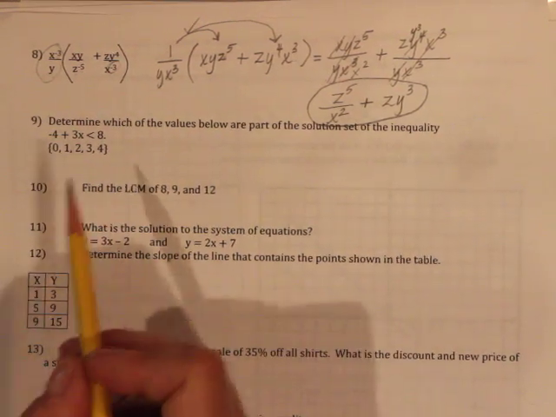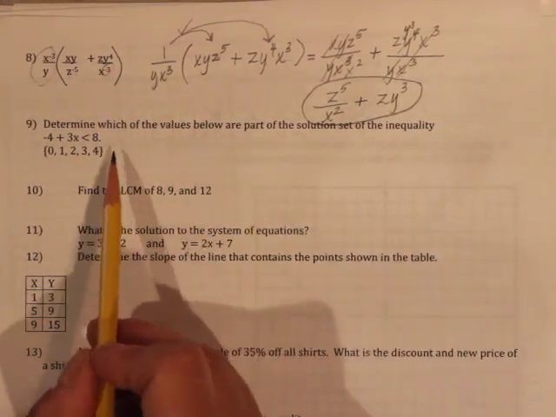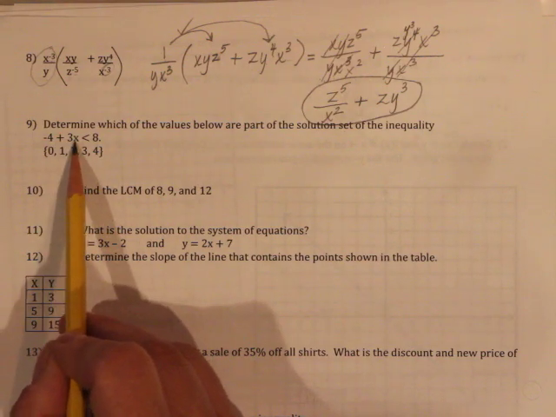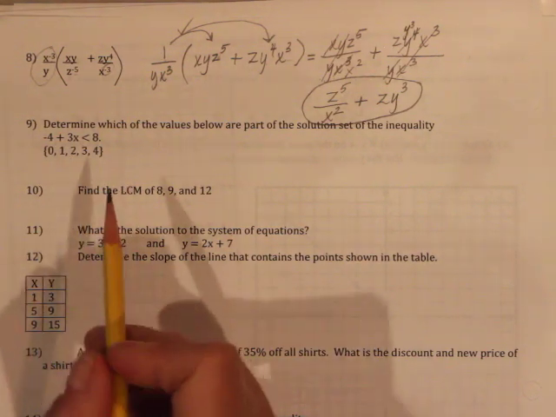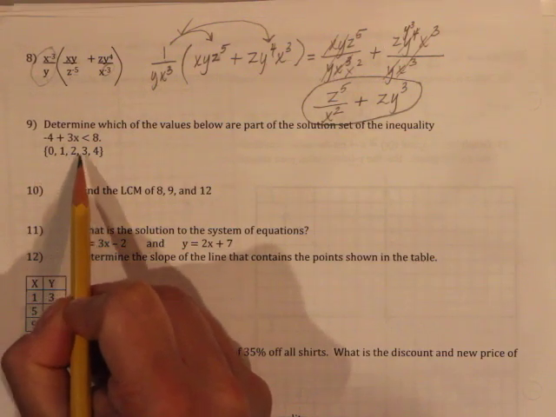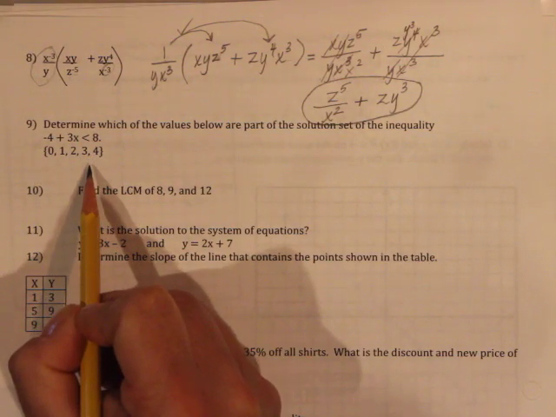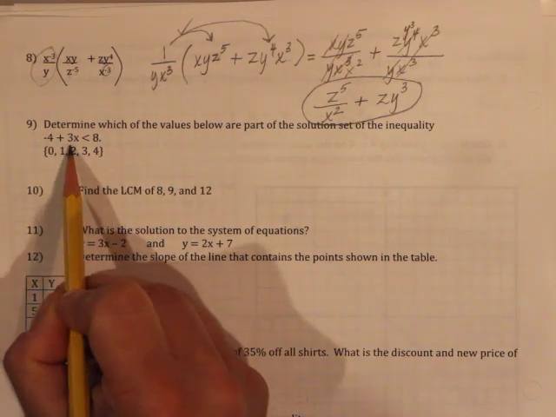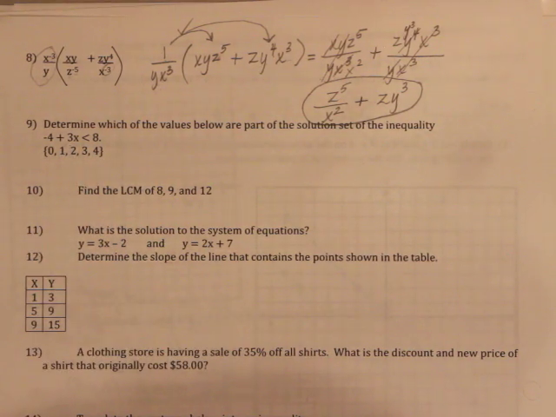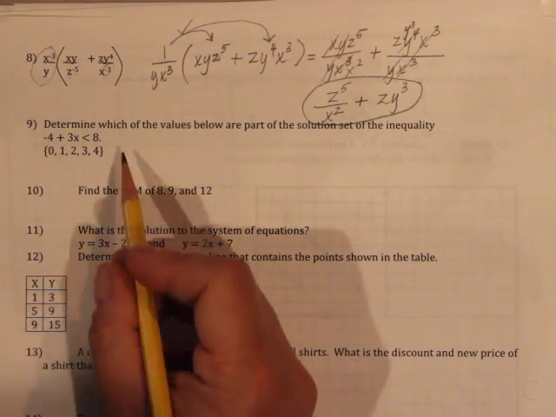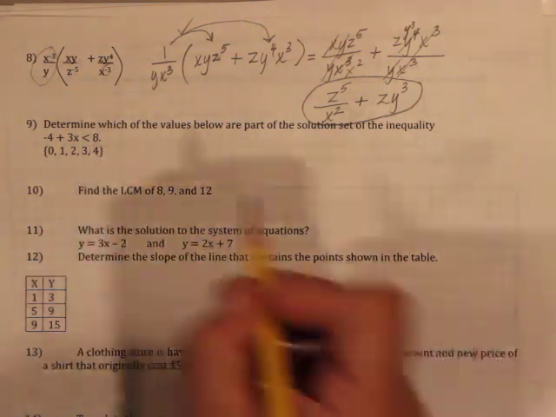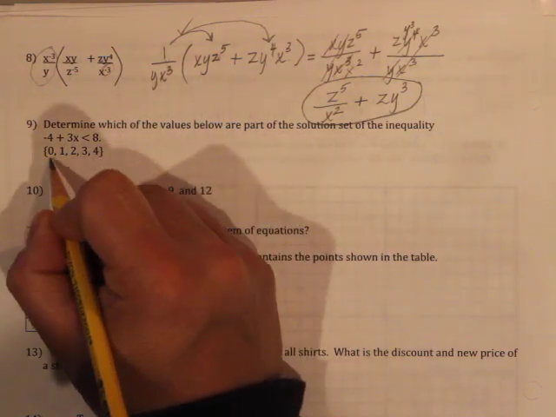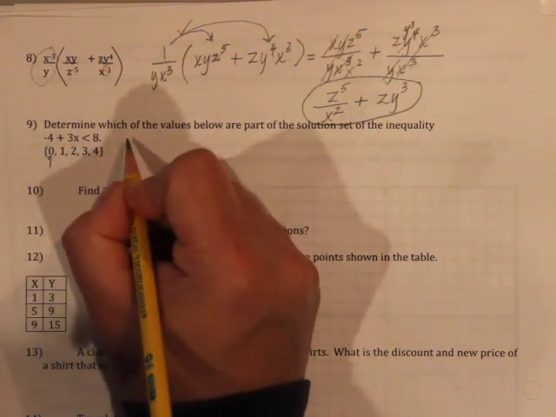All right, for number 9, we're going to determine which of the values below are part of the solution set to this inequality. Okay, so what that means is I'm going to take each one of these numbers, so I'm going to need to do 5 calculations because I need to test 0, 1, 2, 3, and 4 in this inequality. I'm going to substitute those in for x to see which ones make the expression true. So let's go ahead and begin with the first one. All right, we're going to start with 0.